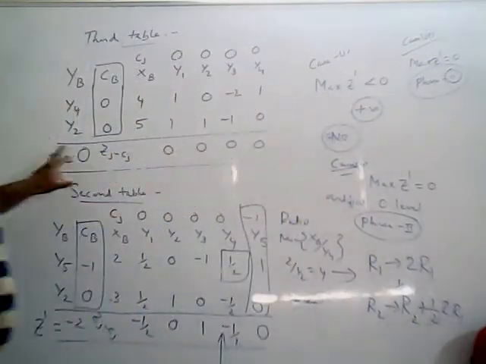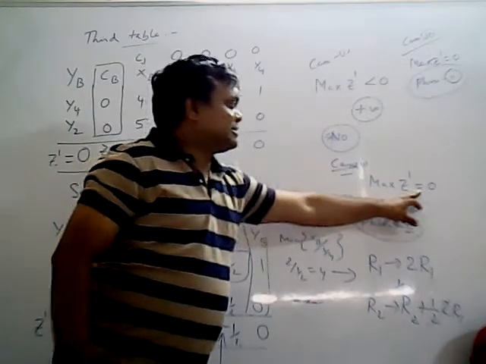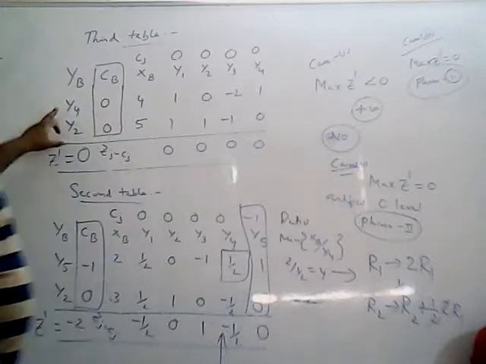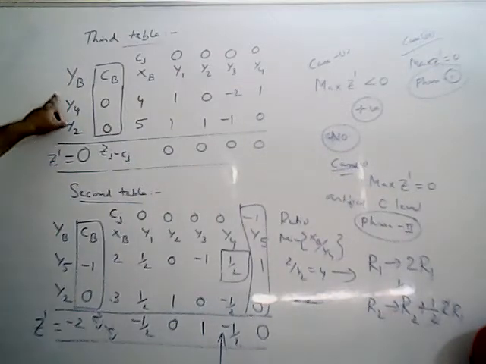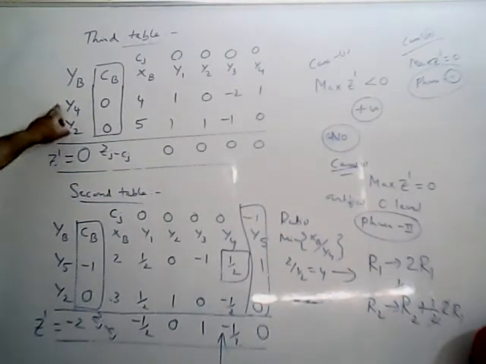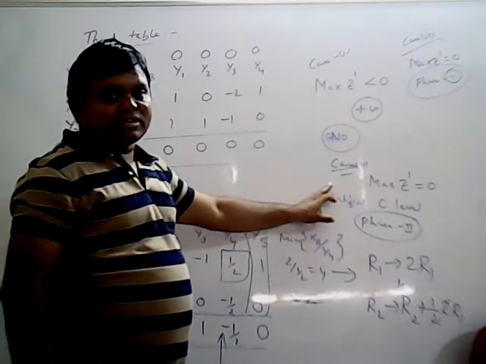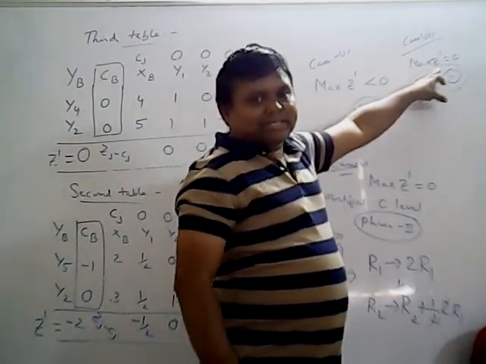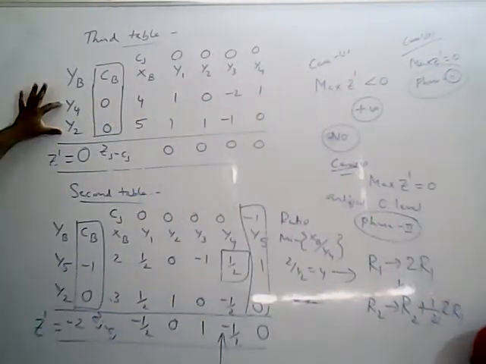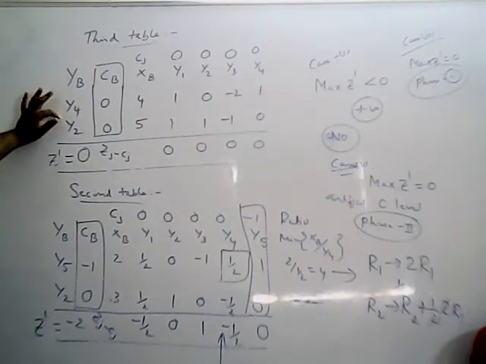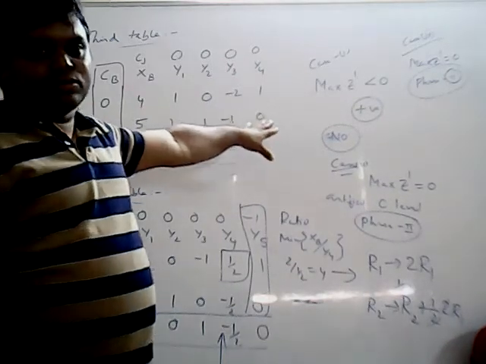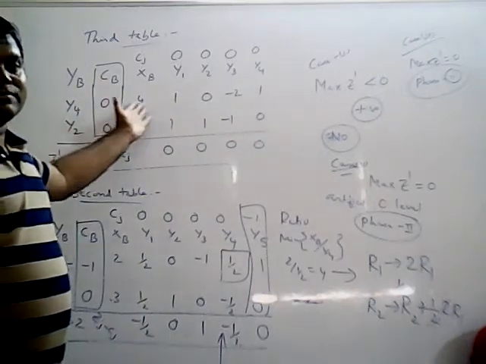Now see the next one. Case 2 is maximum z dash equal to 0 and artificial vector appears in the basis at 0 level. But artificial vector is not there. What are the artificial vectors in this problem? y5, y6. Those are not there. That means it does not come under case 2. So go for case 3 now. Maximum z dash equal to 0 and no artificial variable appears. Artificial variable is not there. Then also you have to go to phase 2. And this particular problem comes under case 3.